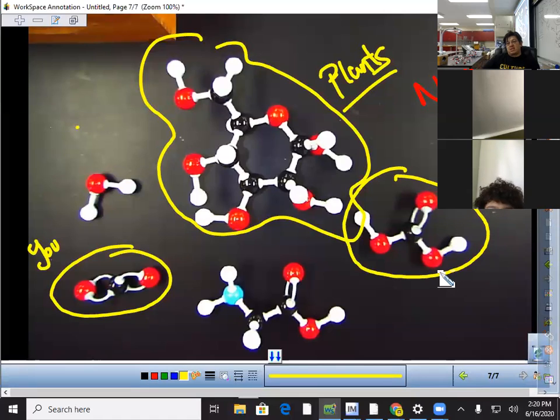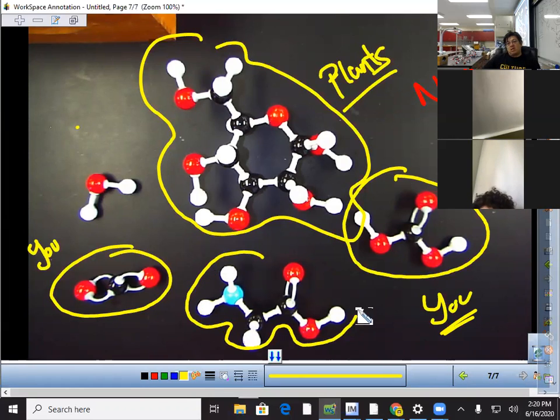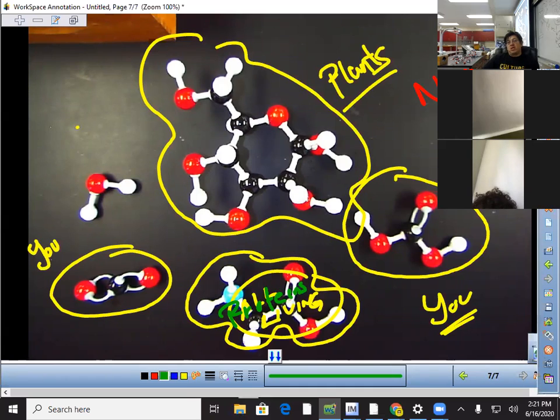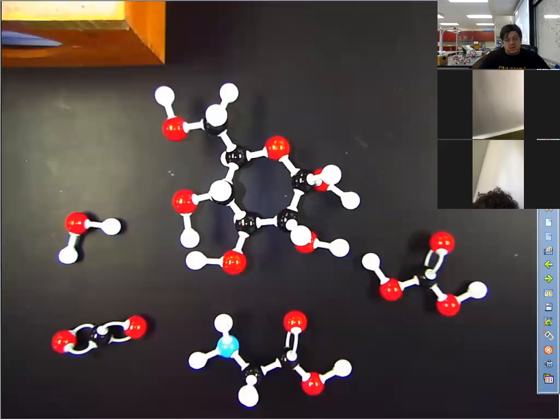How about this guy? Who makes this? I'll give you a hint. Starts with you. And who needs these molecules right here? These amino acids? We did. All living things. All living things need these guys because they're going to use them to build these things called proteins. That's right. That's why they need these little building blocks. So ultimately you guys have learned a lot. I'm proud of you guys. Any questions? No, sir. All right, good job.